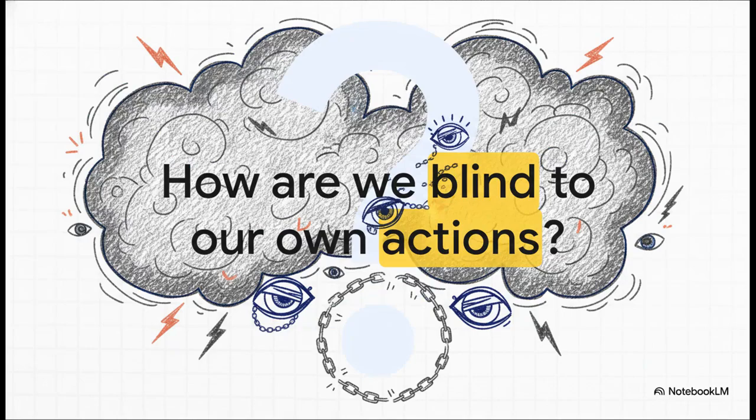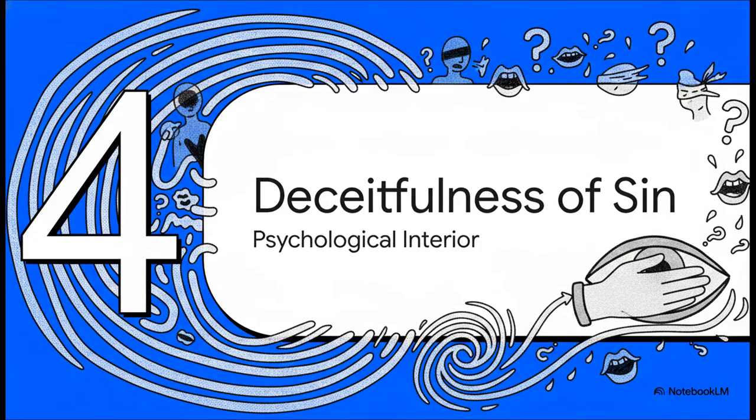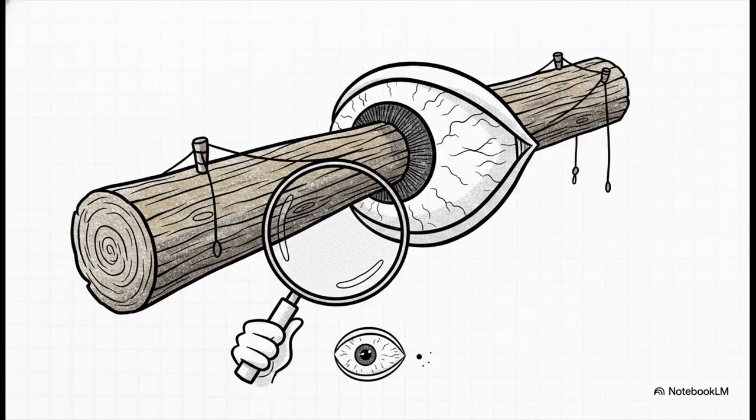So if sin corrupts us systematically and manifests in our daily thoughts and our destructive words, well, it begs a massive question. How is it that humans can be entirely blind to their own destructive actions? Why don't we see the damage we're doing? That question pivots us perfectly into the fourth and final dimension, the deceitfulness of sin, or the psychological interior. This dimension revolves around the concept that sin inherently hides itself from the sinner.